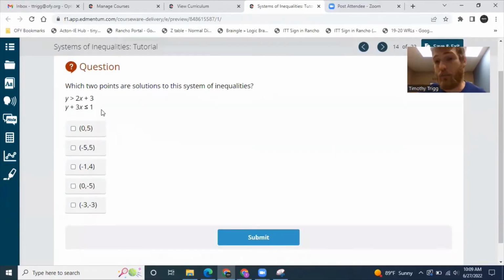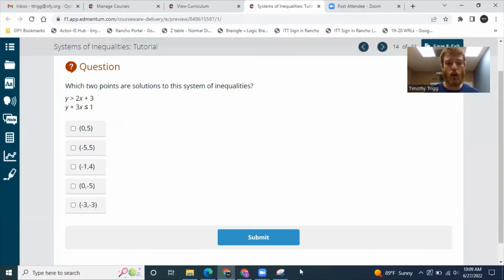So here we have a system of inequalities. y is greater than 2x plus 3, and then y plus 3x is less than or equal to 1. Now, what we want to do is see which of these coordinate points would be part of the solution set. So which of these coordinate points would be in the double shaded region? Well, what we can do instead of graphing is just take each point and plug them into the inequalities and see if it produces a true statement for both inequalities. So if it's in the double shaded region, that'll mean that it's in the solution set and that it would produce a true statement for both inequalities.